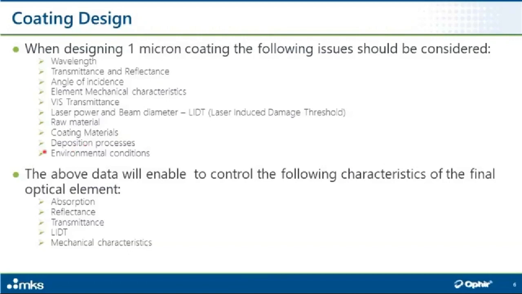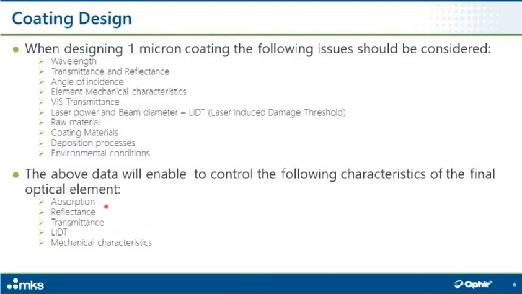Next parameter is the deposition process. The coating has many processes and many options for deposition processes, and we must choose the most appropriate process for our coating design. And lastly, we must take into account the environmental conditions of the optics. The above data will enable us to control the following characteristics of the final optical element.